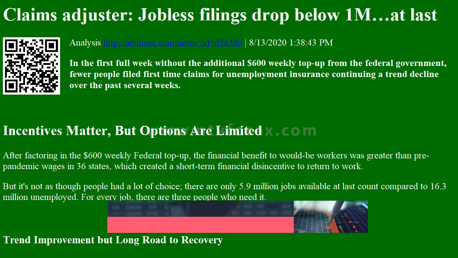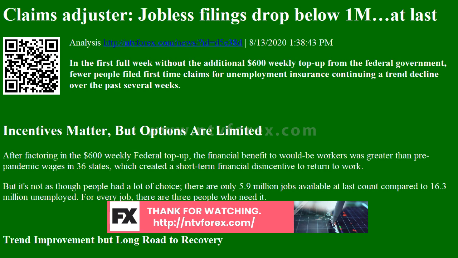Incentives matter, but options are limited. After factoring in the $600 weekly federal top-up, the financial benefit to would-be workers was greater than pre-pandemic wages in 36 states, which created a short-term financial disincentive to return to work. But it's not as though people had a lot of choice. There are only 5.9 million jobs available at last count compared to 16.3 million unemployed. For every job, there are 3 people who need it.